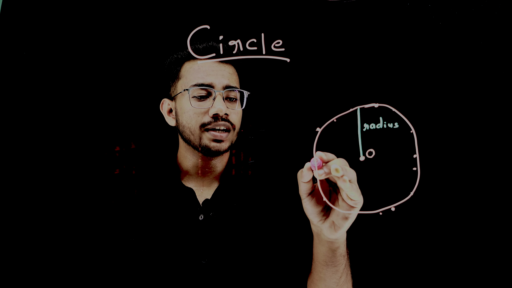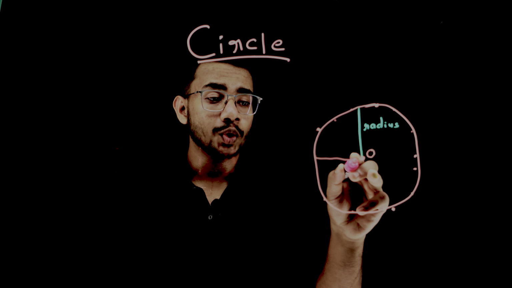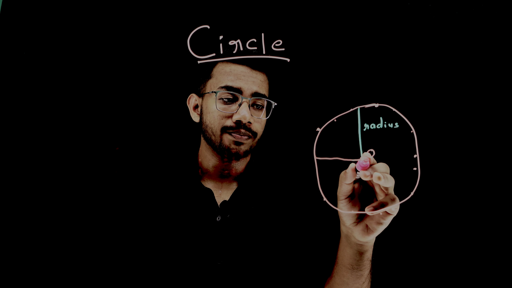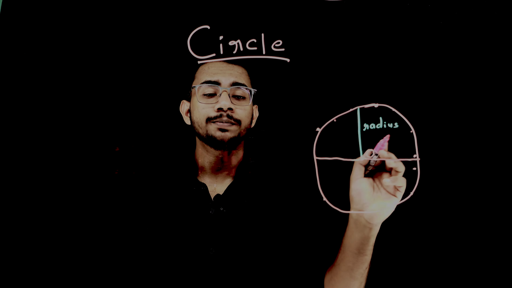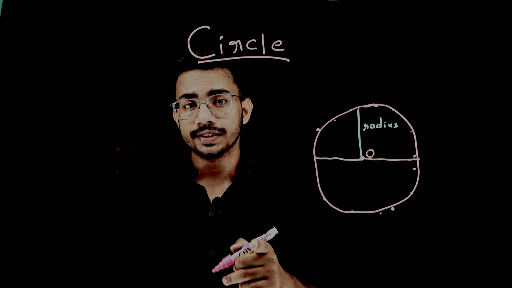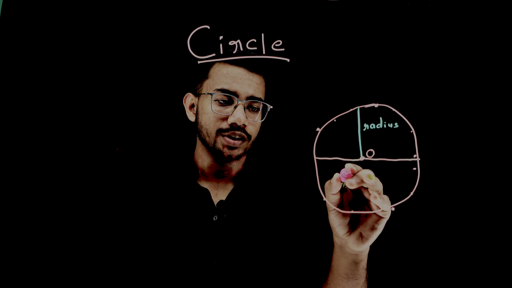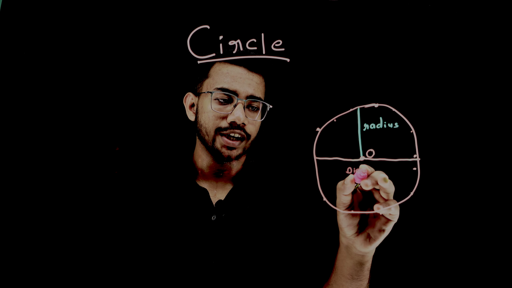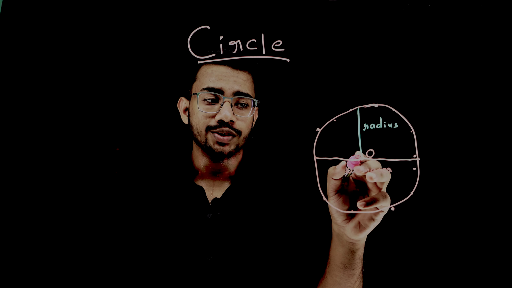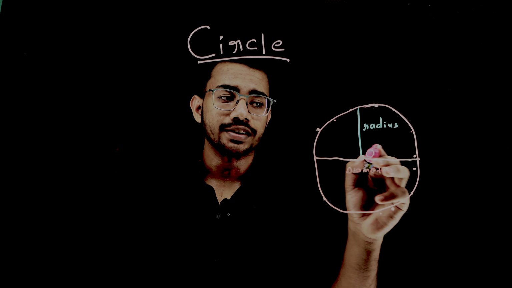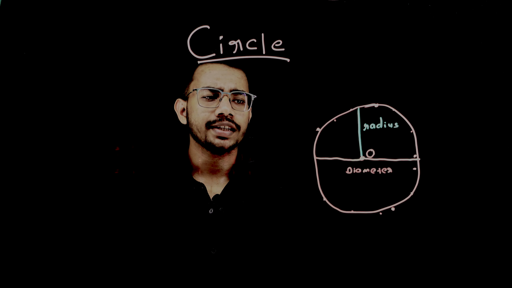Now, if I draw a line connecting one edge of the circle, going through the center, and connecting the other edge of the circle, that particular line is called the diameter of the circle. This particular distance is what we call the diameter. The line that passes through the center and connects two points on the circle is called the diameter.